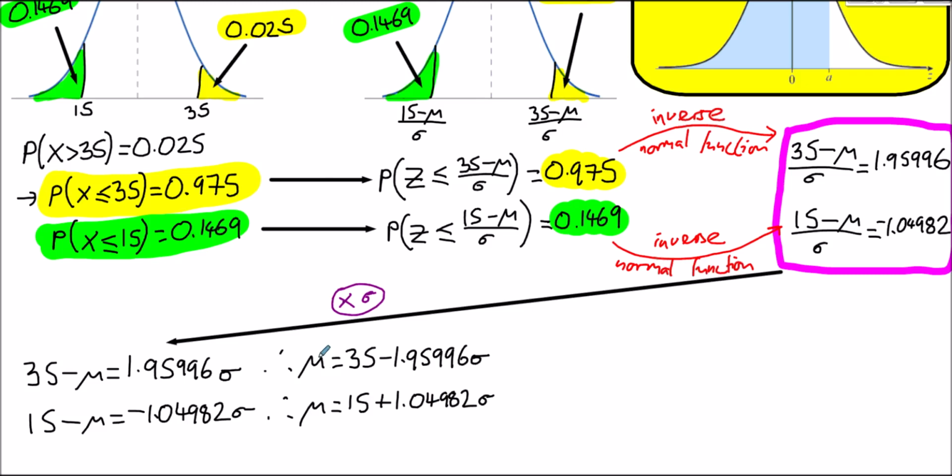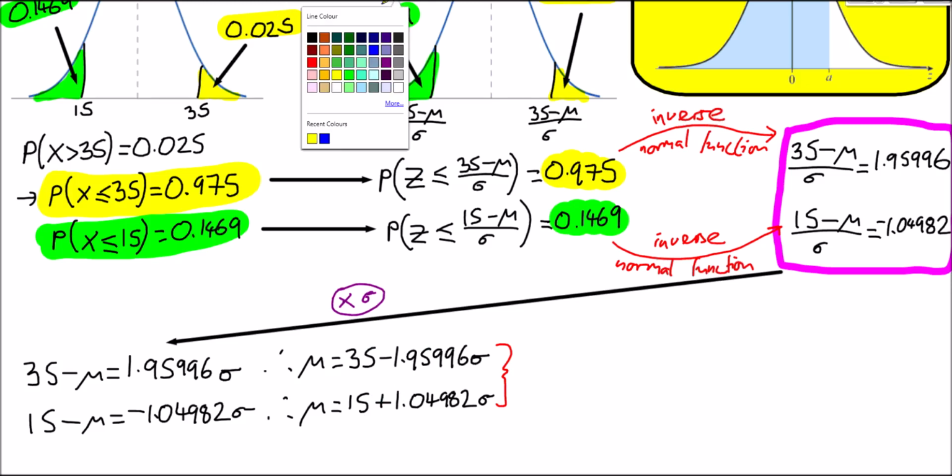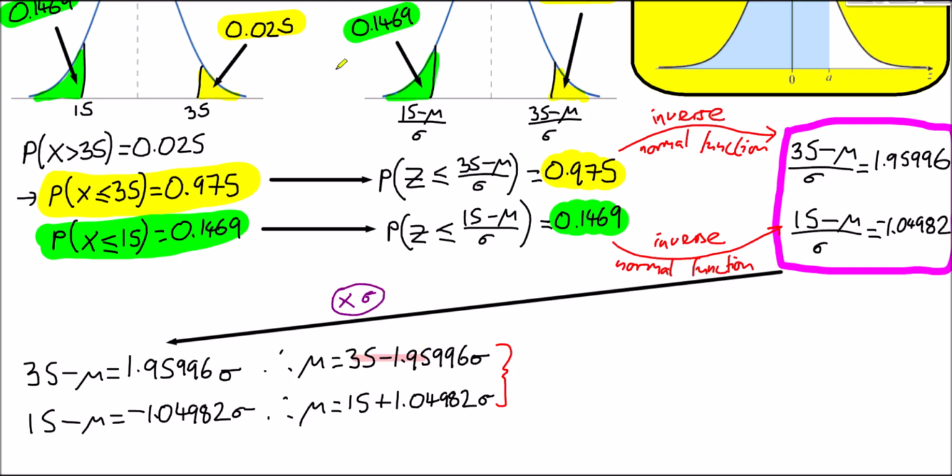Now because both these are equal to mu, I can set one equal to the other. So I can therefore say that 35 minus 1.95996 sigma equals 15 plus 1.04982 sigma. So I can just set this equal to the other side. I can set that equal to that. So 35 minus 1.95996 sigma equals 15 plus 1.04982 sigma.